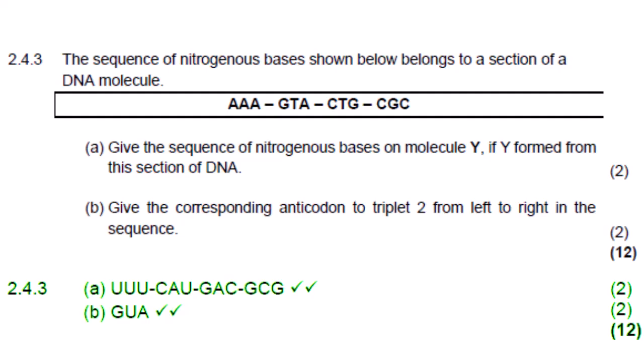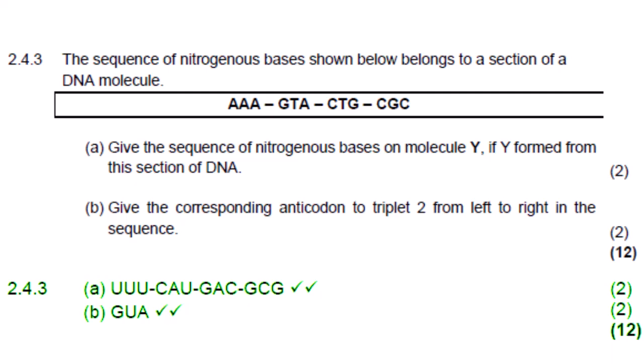And for 2.4.3b, what would be the anticodon for that second triplet? The second triplet in the DNA was GTA. The mRNA codon we just made for it was CAU. Therefore, the tRNA anticodon that matches that mRNA would be GUA. Notice it's almost identical to the original DNA, just with uracil.